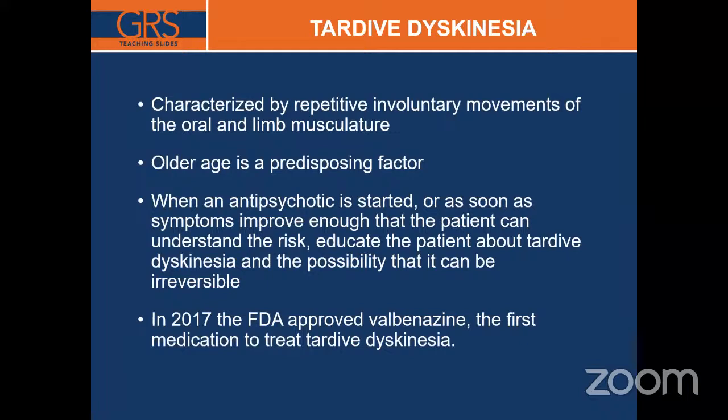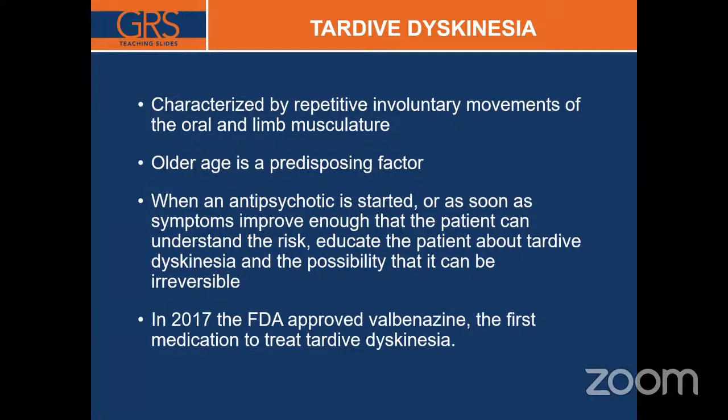Other than extrapyramidal symptoms, we also have tardive dyskinesia, acute dystonia, and tremors. In schizophrenia there is an excess of dopamine in the brain. When we block the dopamine and reduce dopamine receptor activity, we can induce parkinsonism, because Parkinson's, as we all know, has a reduced level of dopamine in the substantia nigra. Tardive dyskinesia is characterized by repetitive involuntary movement of the oral and limb musculature.